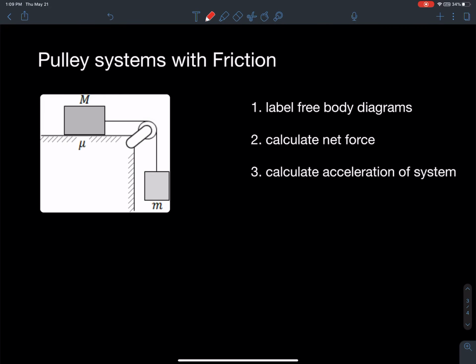Okay, here's a problem where we're going to practice looking at pulley systems and also practice looking at friction. Here's a pulley system where this smaller counter mass is pulling on a larger mass that's sliding on a table, and this mu, if you remember, is the friction coefficient between the table and the surface of that larger mass.